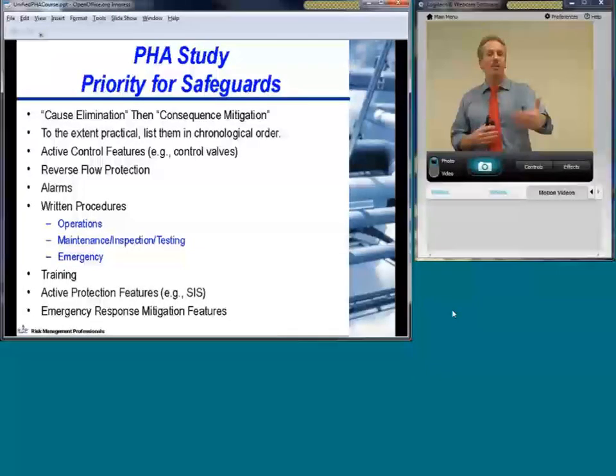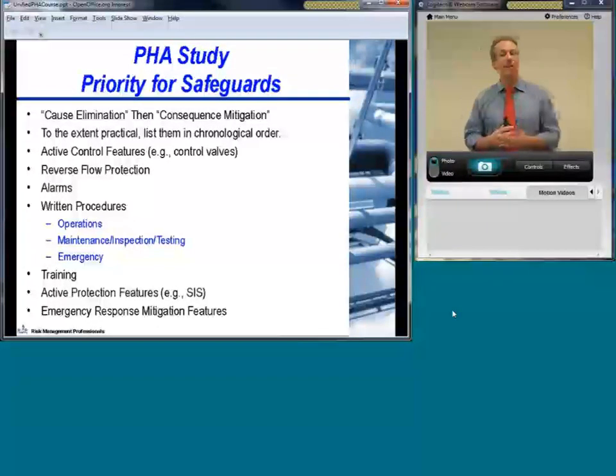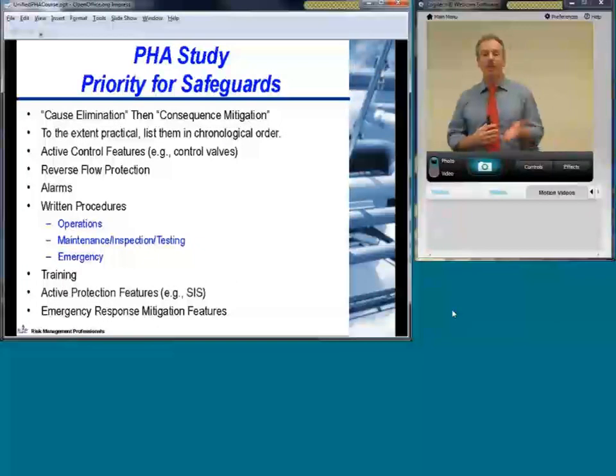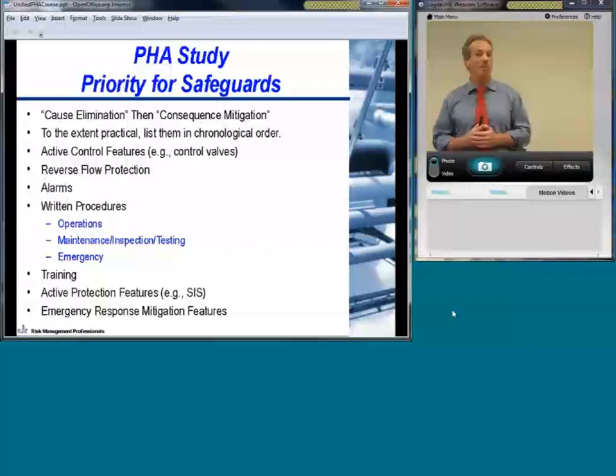So listing out the safeguards in a logical fashion that makes sense and does justice to that is very effective, and it's very useful if you're revalidating it later. To the extent practical, you also want to list them in chronological order. This helps the team understand what's happening and really understand the scenario, and we'll talk more about that in a couple of minutes.